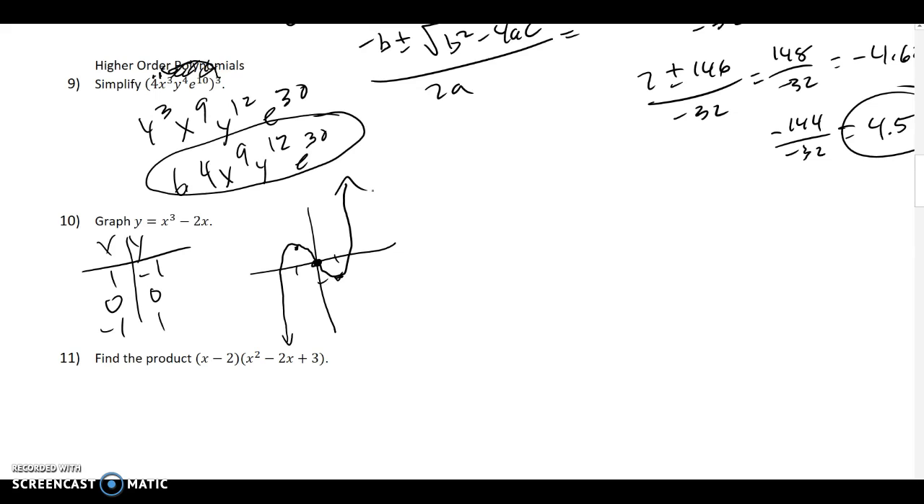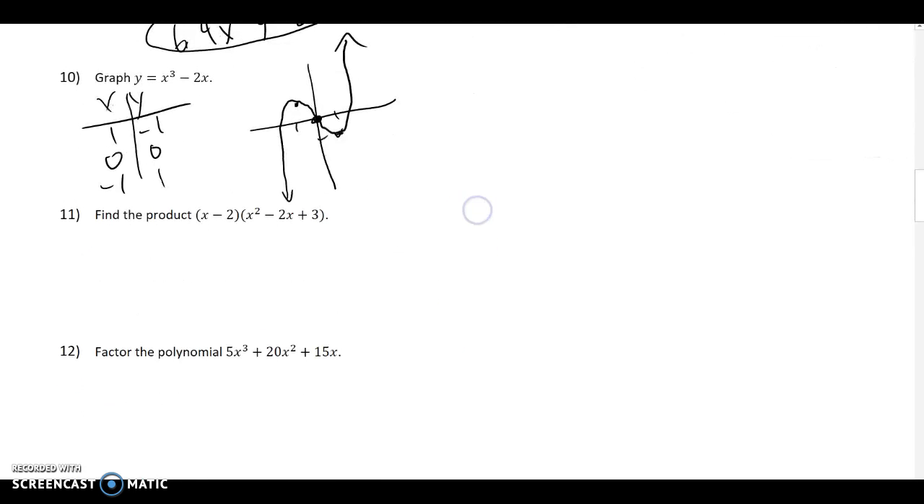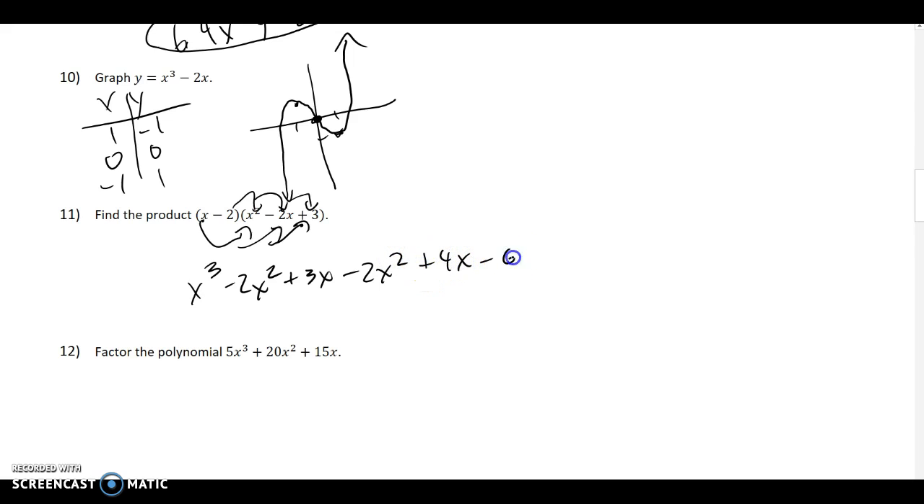And it's multiple choice, so you can just kind of figure out where that's at. Here we're going to do a superfoil on number 11. So that means x is going to multiply to all three. We're going to get x cubed minus 2x squared plus 3x. And then negative 2 is going to go to all three. So we're going to get negative 2x squared plus 4x minus 6.